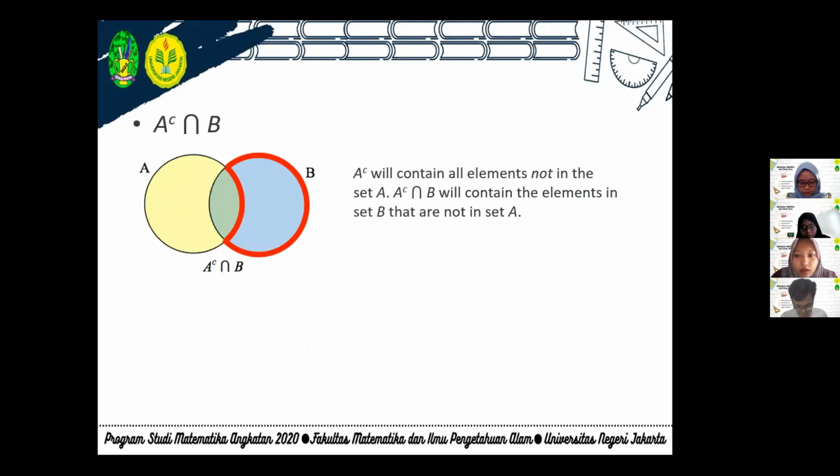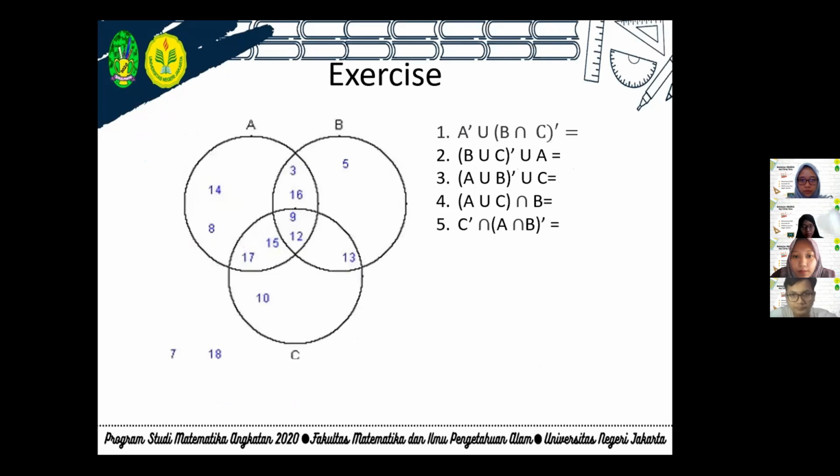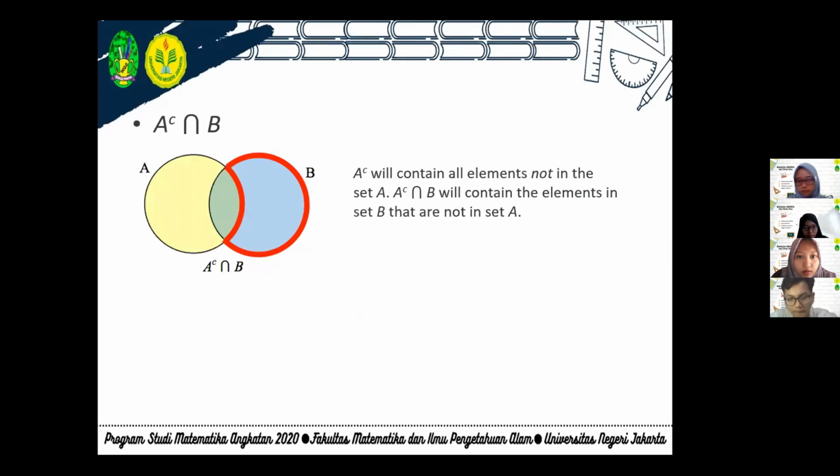Complement of A. Complement of A contains all elements not in the set A. Complement of A intersection B will contain the elements in set B that are not in set A.